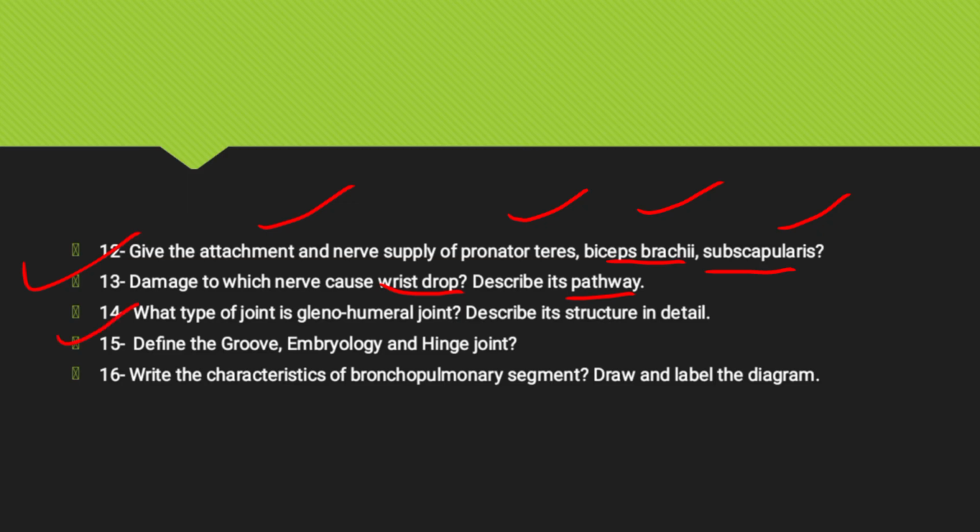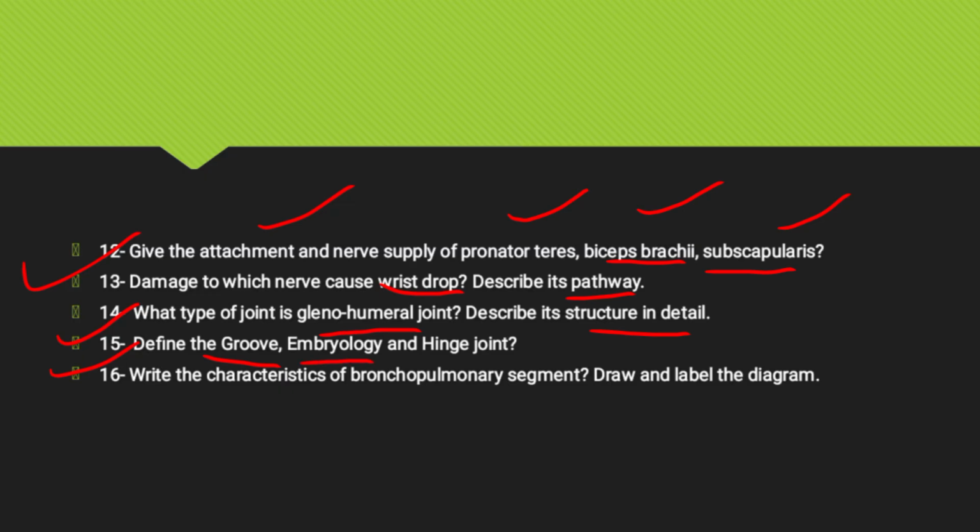The 14th question is: what type of joint is the glenohumeral joint? It is a synovial joint, of the ball and socket category. Describe its structure in detail. The 15th question is: define the groove. These are for the bone landmarks.